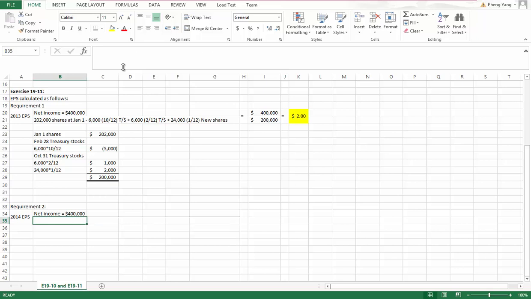So basically, we're looking for EPS in 2014. So here we're going to have the 202,000 shares of common stock. We're going to subtract the 6,000 shares of treasury stock, add that back because we sold it after a few months of reacquirement. And then we're going to add the 24,000 shares that were sold on November 30th. Then we're going to multiply that by 2 because of the stock split. Okay.